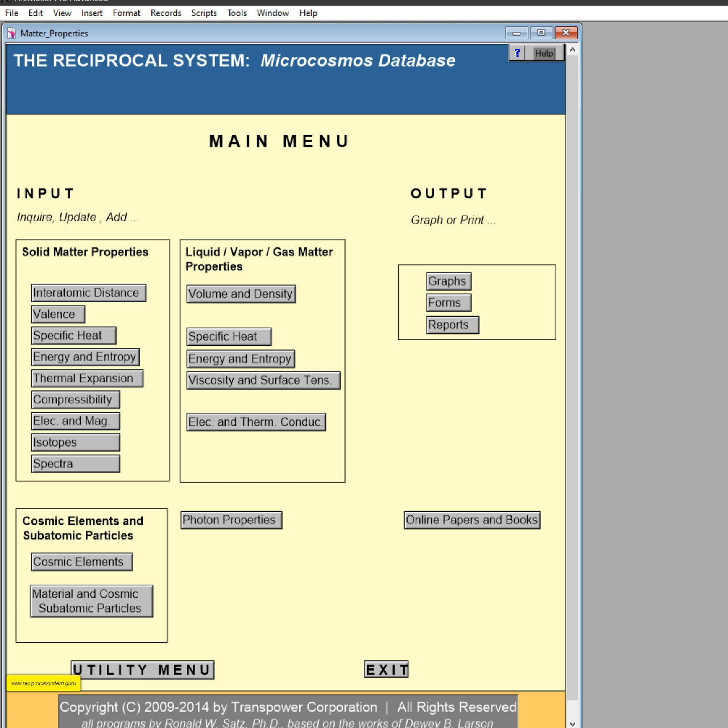As with most of my screencasts, I'll be discussing the reciprocal system, specifically the reciprocal system Microcosmos database. We've already covered the Macrocosmos database, and we've covered the first two layouts here, atomic distance and valence. So today we're going to go to specific heat. We'll click this right now, and it'll take a couple moments to load.